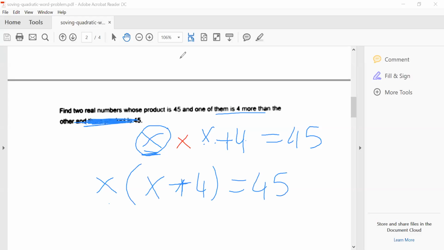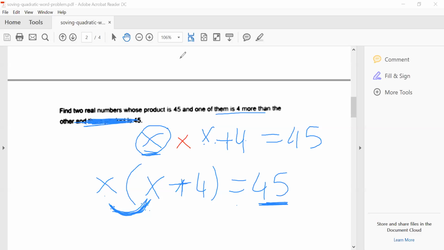Two numbers, their product, meaning multiplication, the result is 45. Product means when you multiply them, you'll find it's 45. Then x equals 45 and x plus 4 equals 45? How? Can x equal 45? It's impossible for the result to be 45 that way. Our equation must be equal to 0.